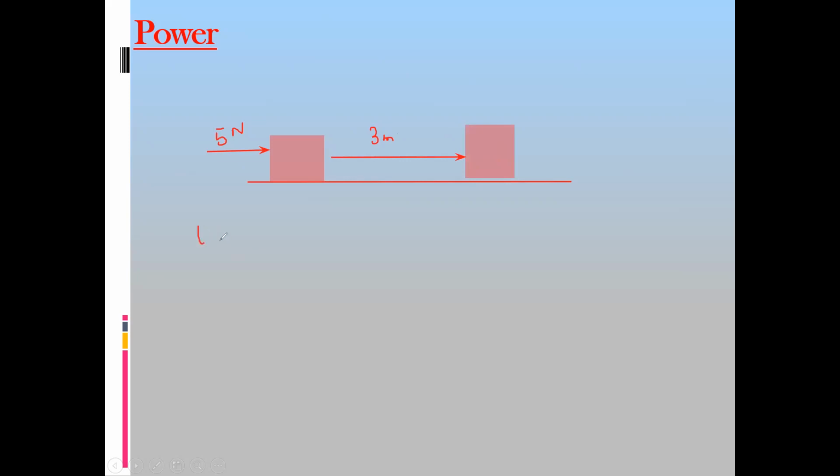So what is the work done here? How much work is done? We are applying a force of 5 Newton and the object moved 3 meters, so 5 multiplied by 3, so work done is 15 joules.